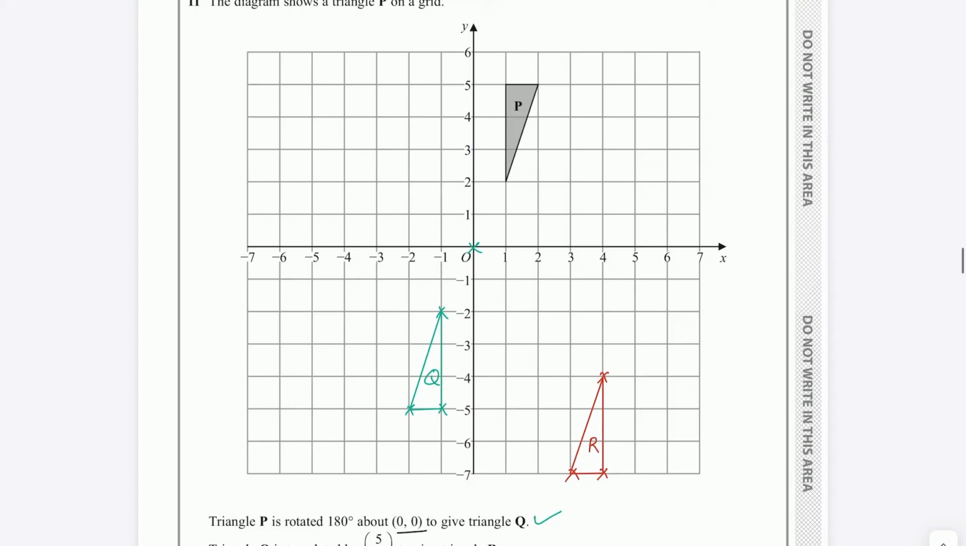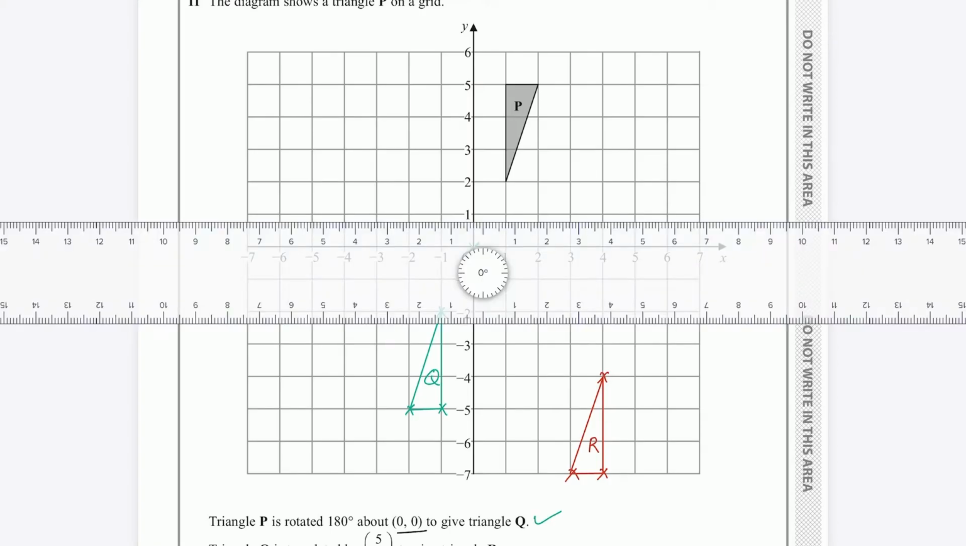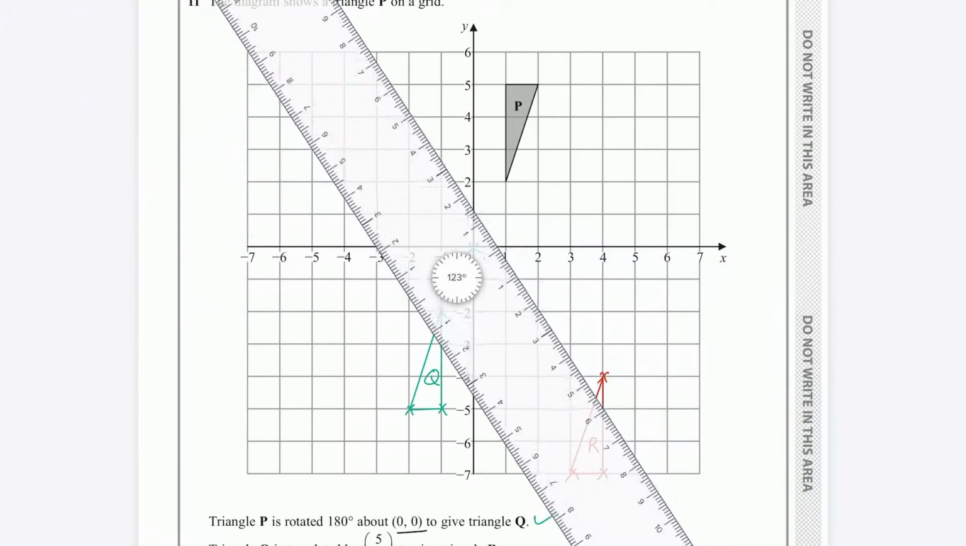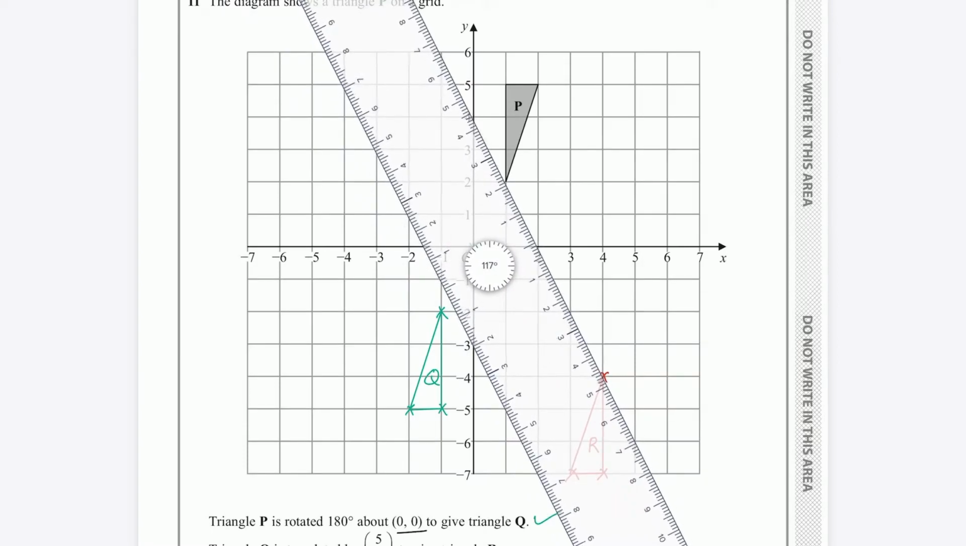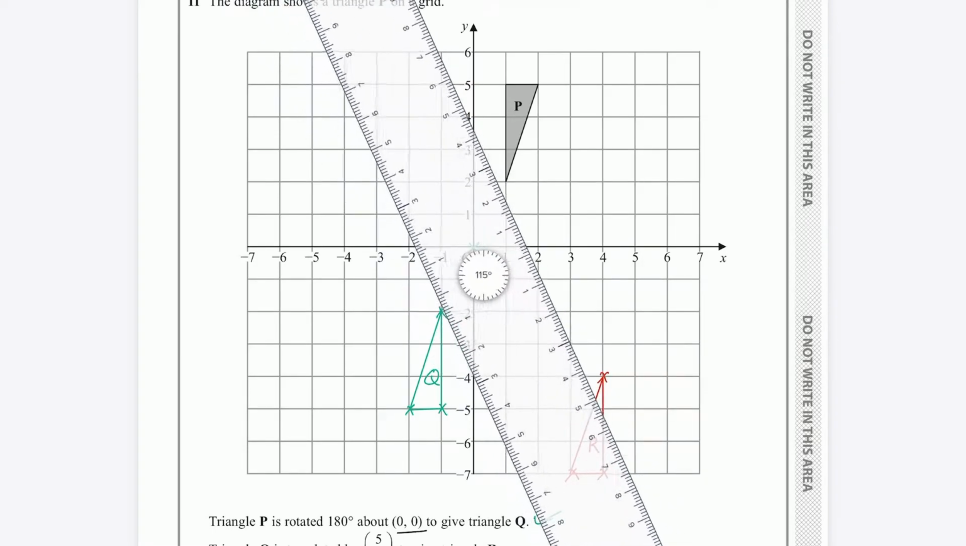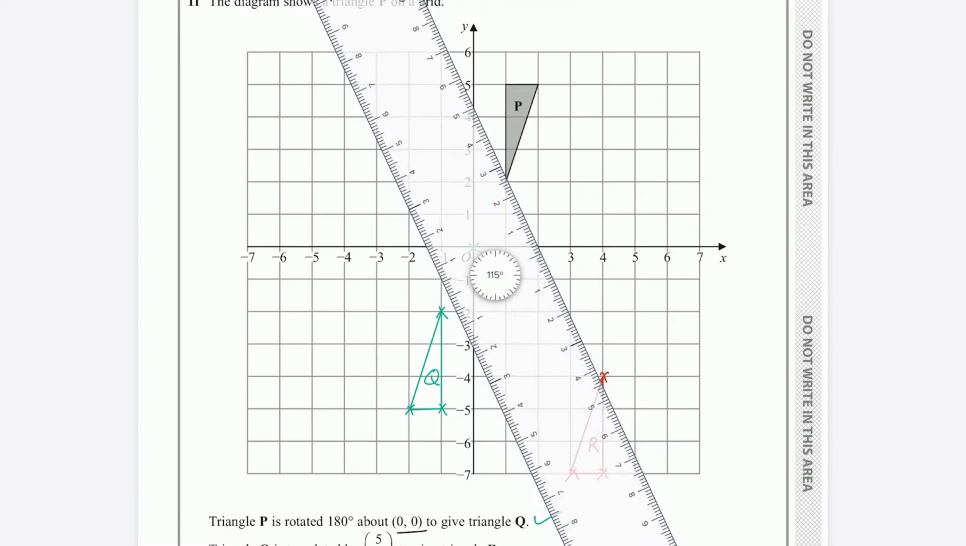So if you have a look at P and R, we can see that they've been rotated by 180 degrees. So we can see that straight away. It's a rotation by 180 degrees. The only thing we don't know is the center of rotation. Now to find the center of rotation, you're going to get your ruler and draw a line through the points. So I'm going to make sure they're the same 2 points. So in this case, I'm using the top of both triangles.